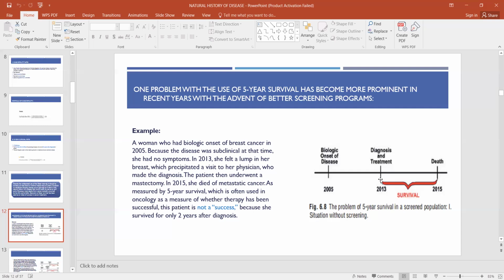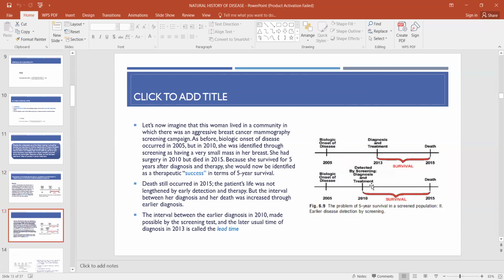And then the patient underwent mastectomy in 2013, but she died in 2015 due to metastatic cancer. As measured by the 5-year survival, which is often used in oncology as a measure of whether therapy has been successful, in this case the therapy is not successful because the patient survived only 2 years after the diagnosis.